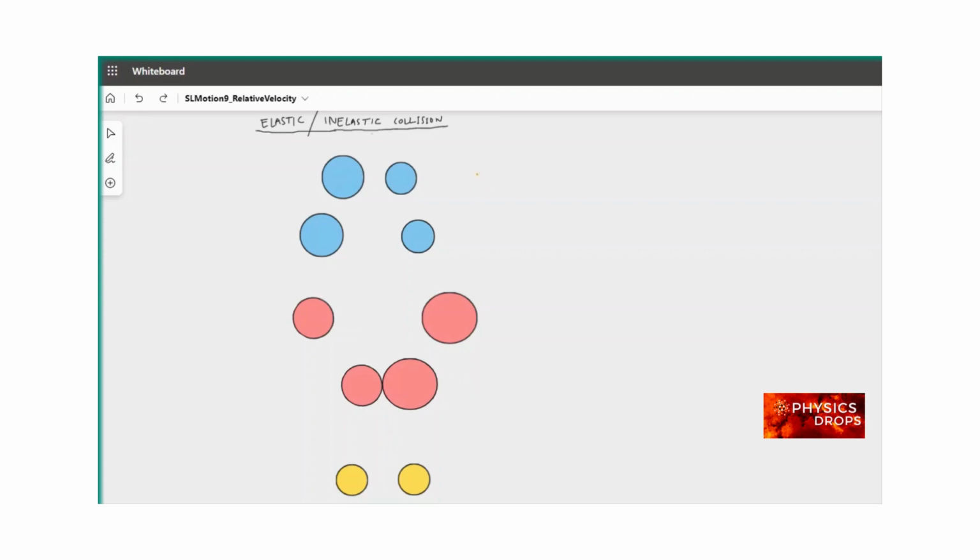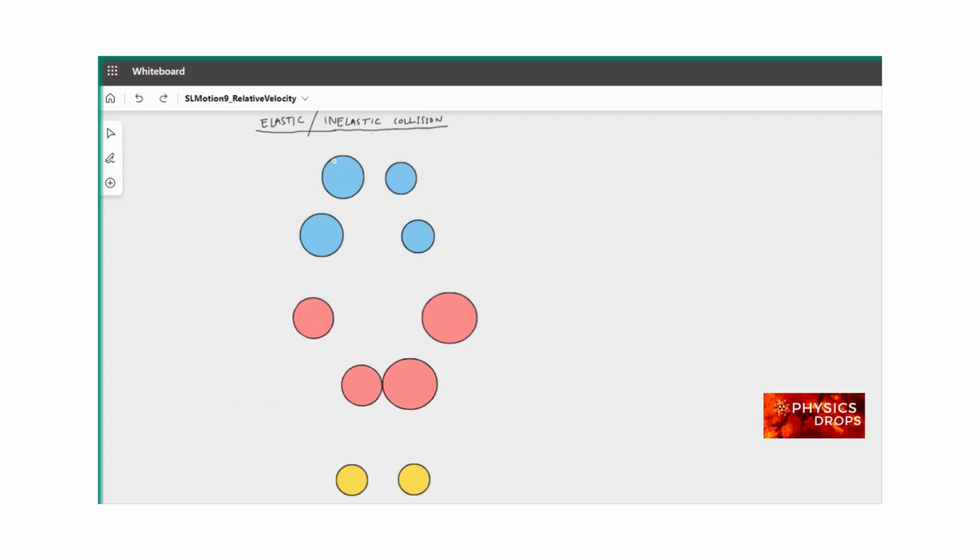Hi, in this video, we'll look at what the different types of collisions are. Let's consider a few objects moving towards each other, and then let's assume that they collide. What will be the behavior, and what will be the relative velocities before collision, after collision, and so on?